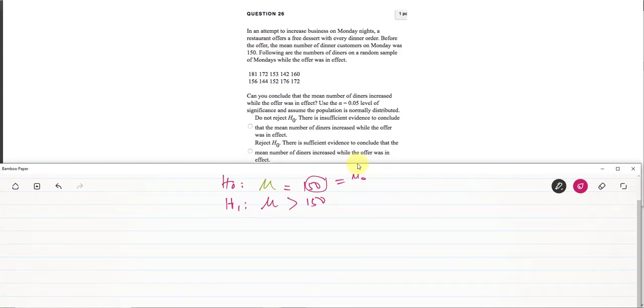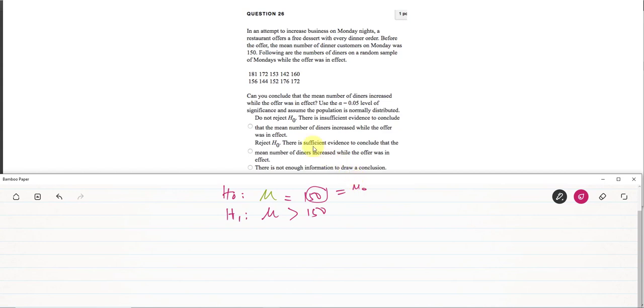Alright, so how do I test this? Well, we are given alpha is 0.05, and we also assume that the population is normally distributed. So even though the sample size is less than 30, there is the assumption that the population is normally distributed, so we can skip the checking of the plot.